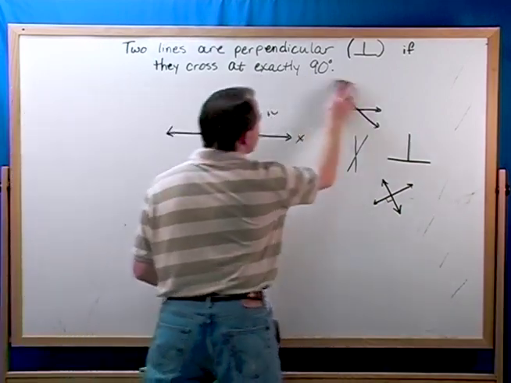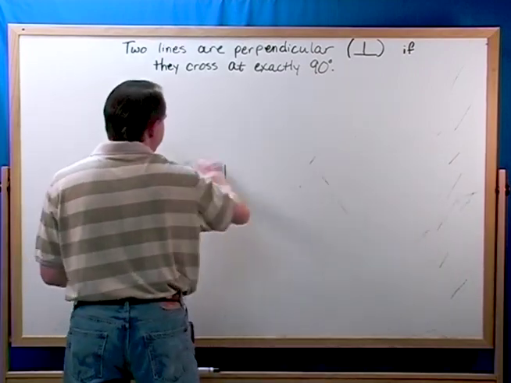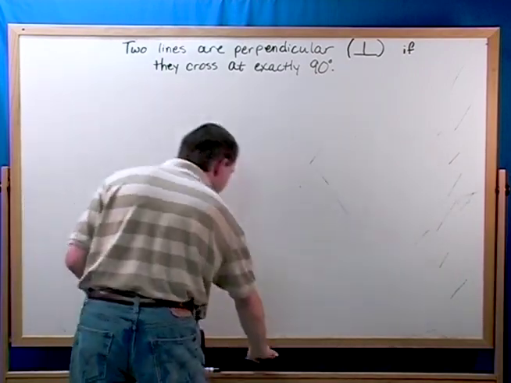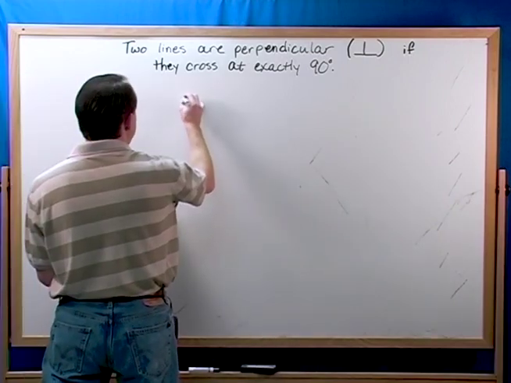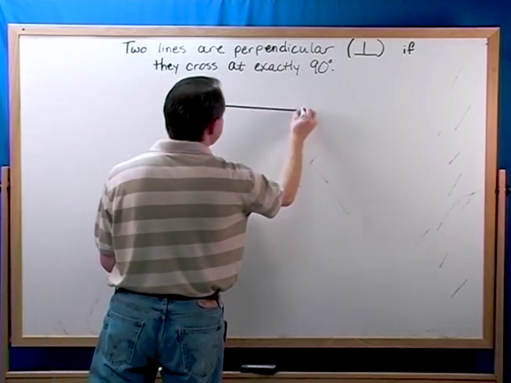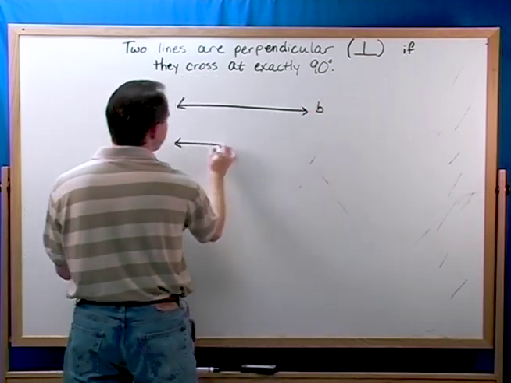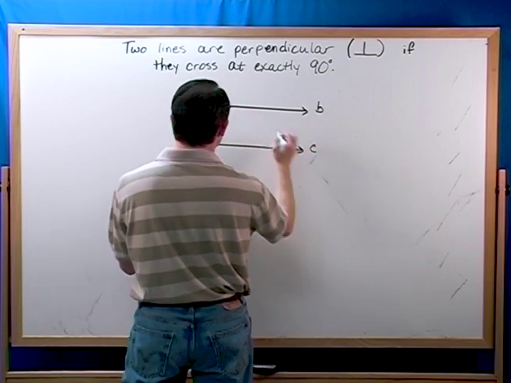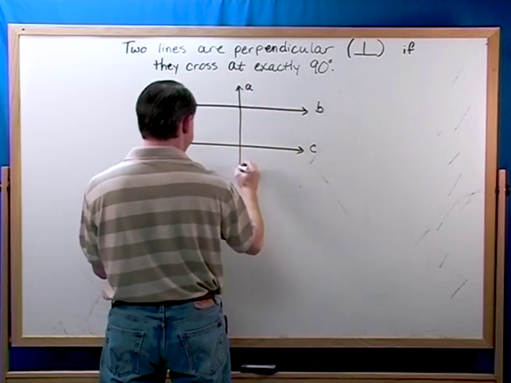So let's go ahead and work a little bit more complicated example, just to give you practice dealing with how to identify perpendicular lines, and then I think it'll become even that much better. So let's say you have a line here, and we're going to call that line B, and you have a line here, and we're going to call that C, and you have a line here, and you call that line A. Okay?